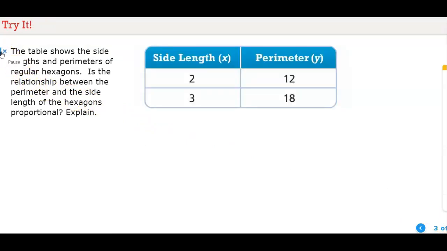The table shows the side lengths and perimeters of regular hexagons. Is the relationship between the perimeter and the side length of the hexagons proportional? Explain. So we have to look at the ratios of the side length and perimeter. So we will write the perimeter, because in the example they showed us that it was y over x. So our y for this one will be 12, and x will be the 2.